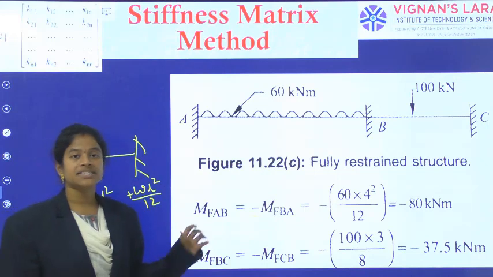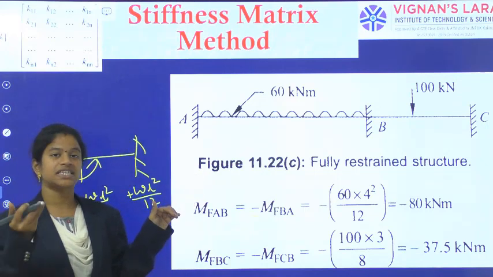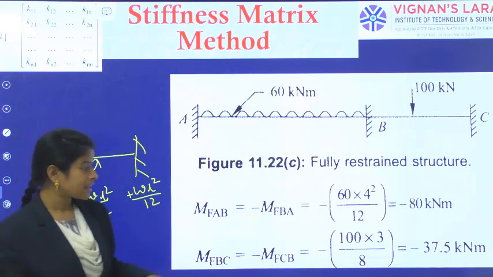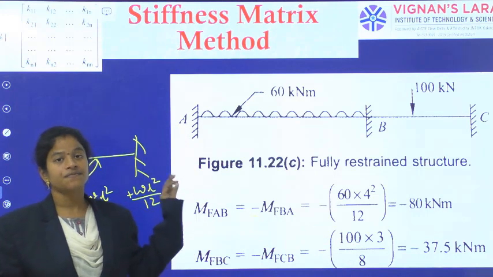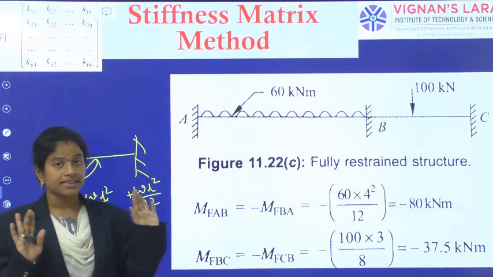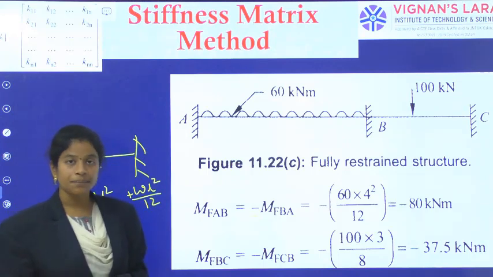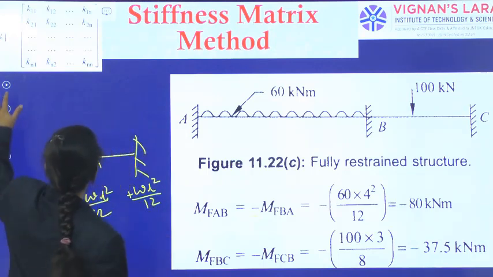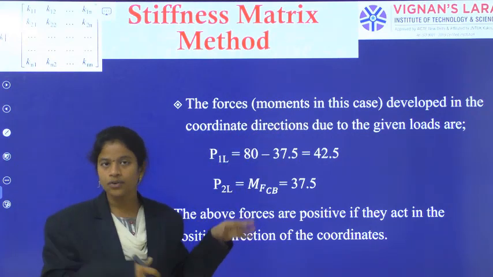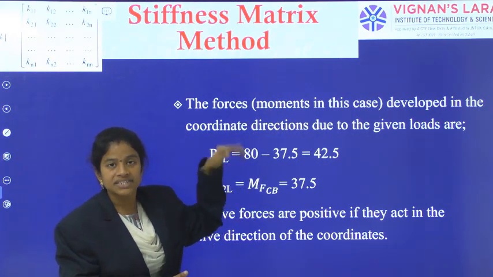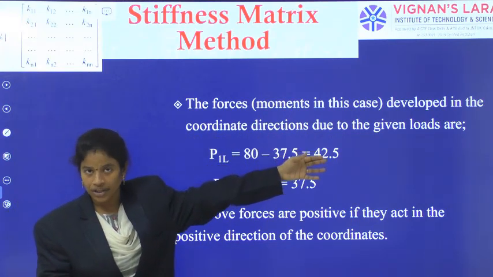And then for the BC span, as the point load is there, MFBC is equal to minus MFCB, which is minus WL by 8, and I have got the formulas. So these are the fixed end moments only. Now I should generate the PL loading vector. The forces, here only moments, in this case develop in the coordinate directions due to the given loading.